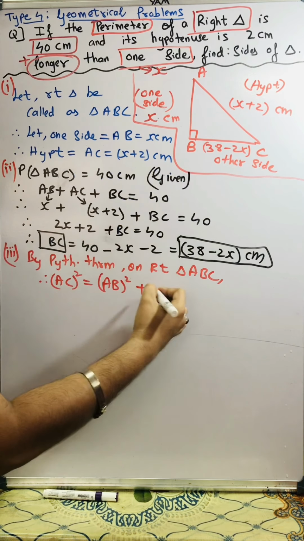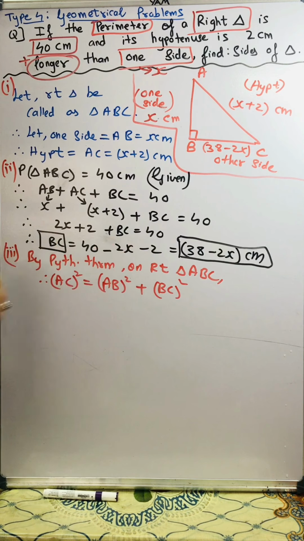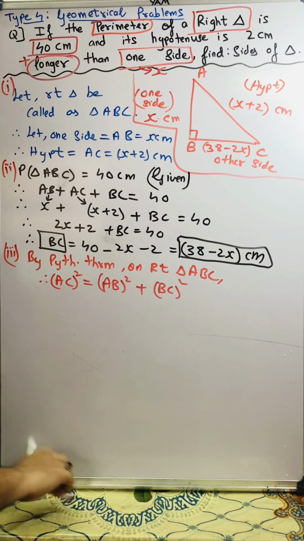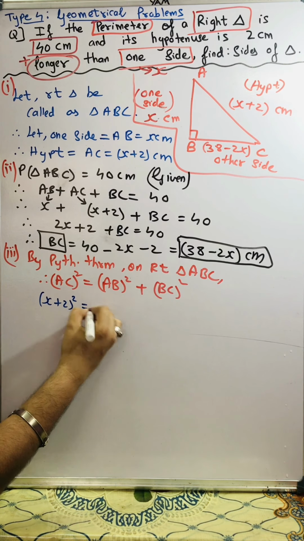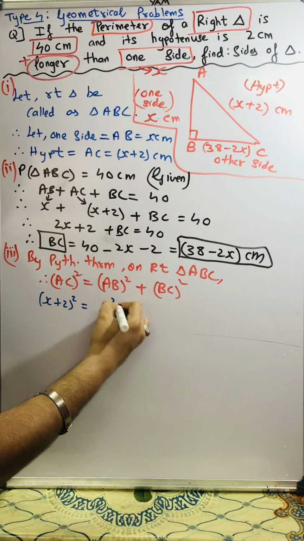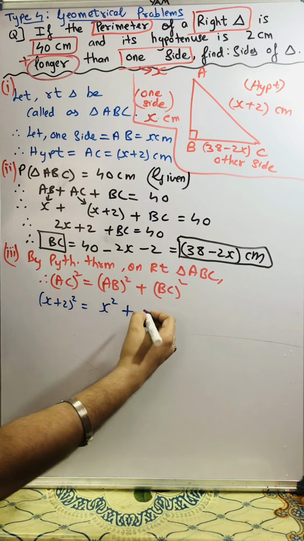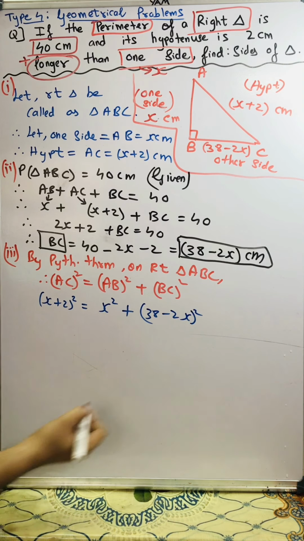other side BC ka square. Reason I already wrote about. Okay. Now next AC. Do we know the value of AC? Yes, AC is X plus 2. So just write X plus 2 the whole square is equal to AB. Value of AB is X. So X ka square plus value of BC. Value of BC is 38 minus 2X the whole square.